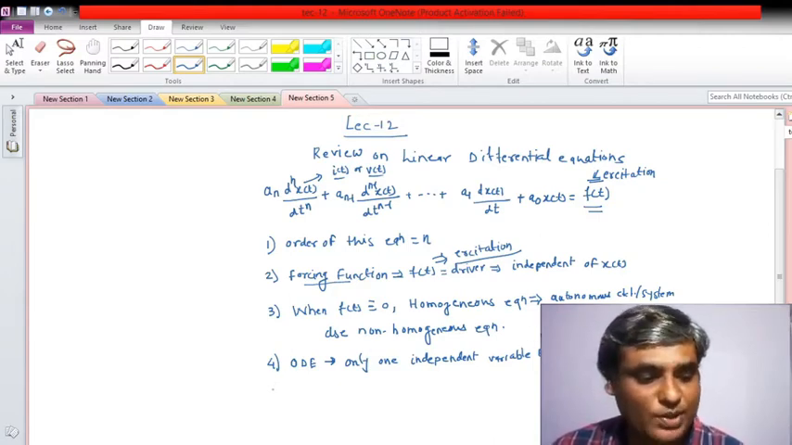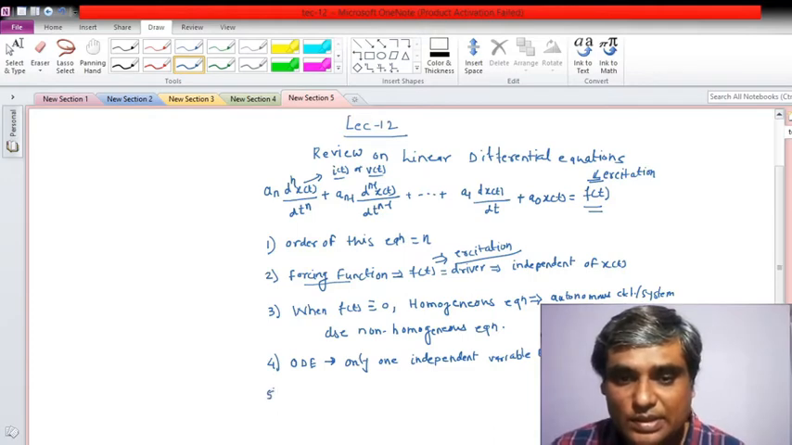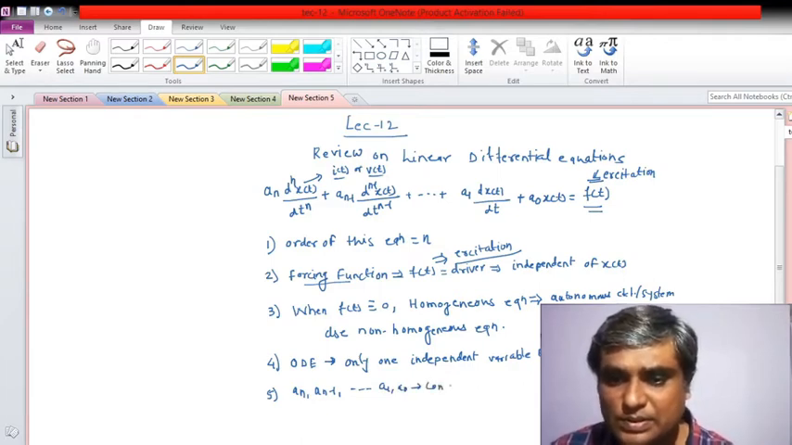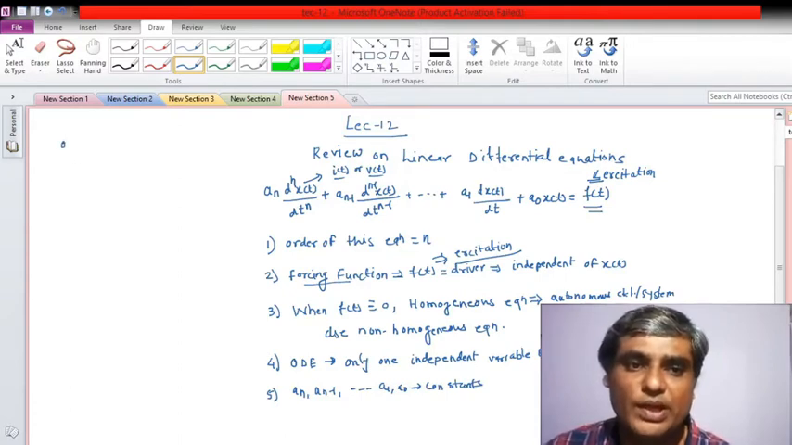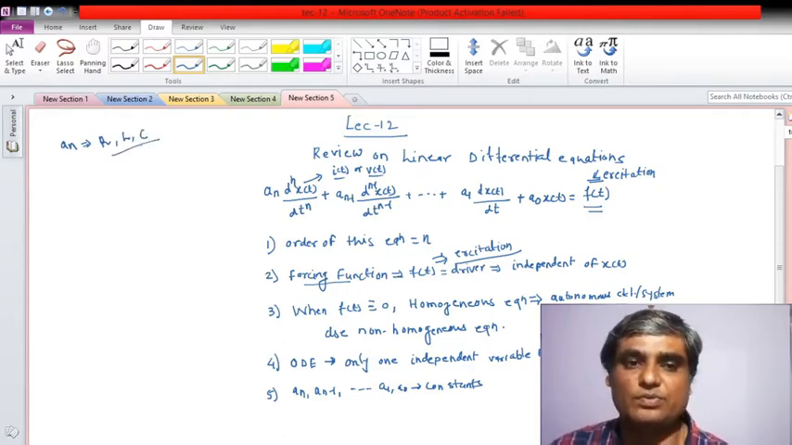The fifth point I would like to mention is that the coefficients, which are a_(n-1) till a_1 and a_0, are all constants. In terms of circuits, a_1 and a_0 may be combinations of resistor, inductor and capacitor values, which are also constant.